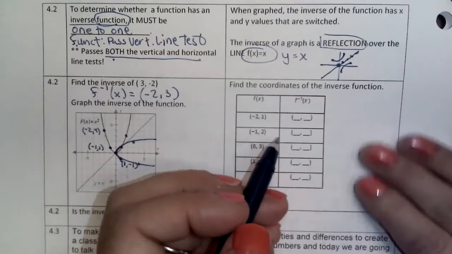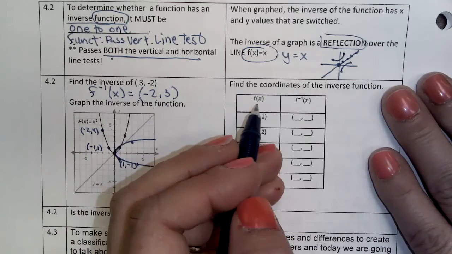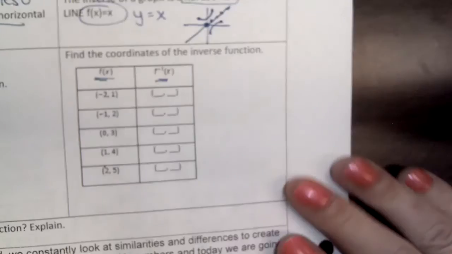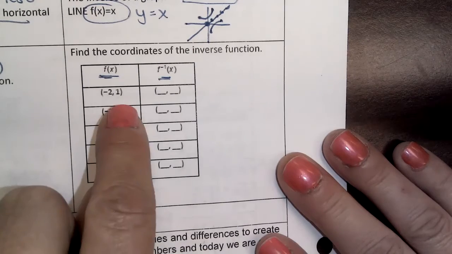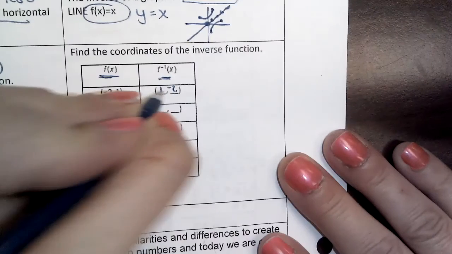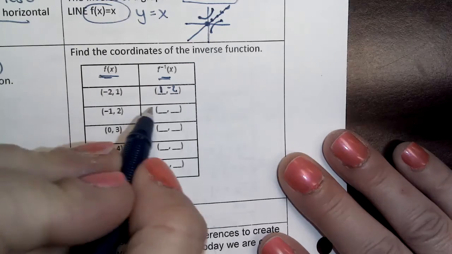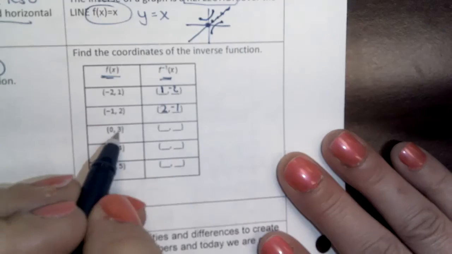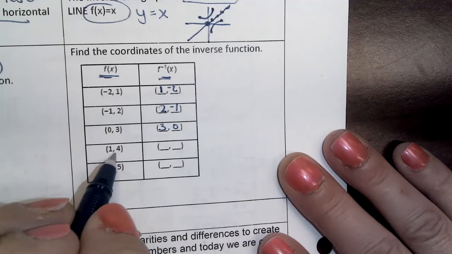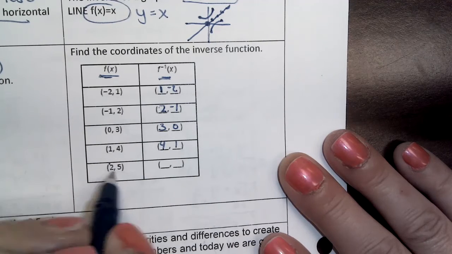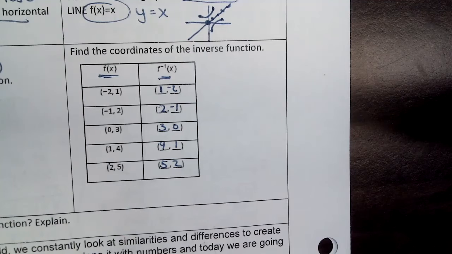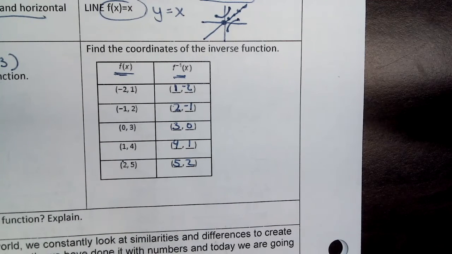So let's take a look at these ones. It says find the coordinates of the inverse function. So here's the function, the coordinates for this function, and the inverse function. All we're doing here is changing those x and y values. So negative 2, 1 becomes 1, negative 2. We don't change the signs on them. We just flip the two numbers. Negative 1, 2 becomes 2, negative 1. 0, 3 becomes 3, 0. 1, 4 becomes 4, 1. And 2, 5 becomes 5, 2. Okay, so that's all we have to do to find the graph of the inverse function.